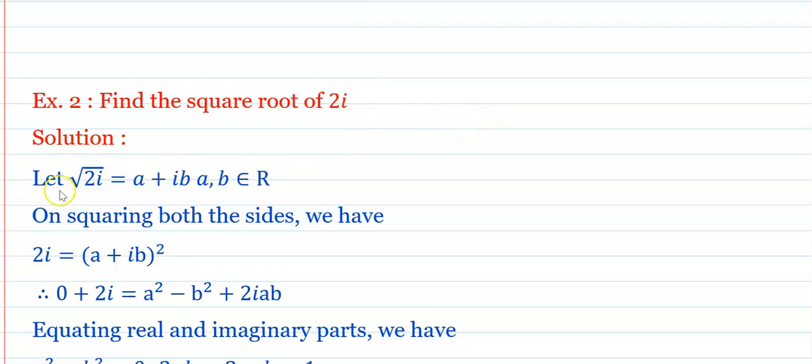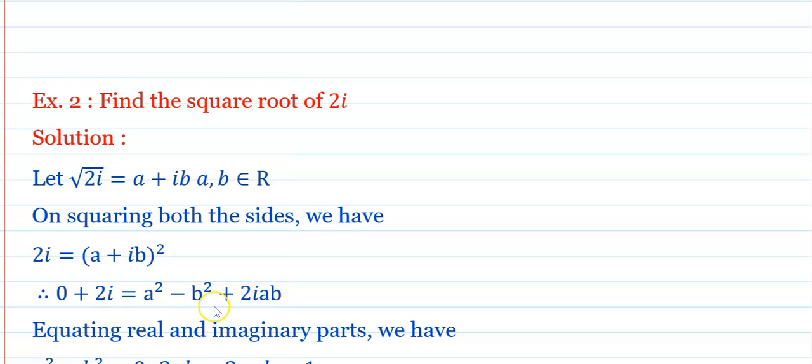Solution. Root of 2i is equal to A plus ib, where A, B belong to the set of real numbers. On squaring both sides, what is the square of root of 2i? It is 2i. A plus ib bracket square. Now expand this: A square minus B square plus 2abi. Here B square became minus, because i square is minus 1, and hence you get A square minus B square plus 2abi.